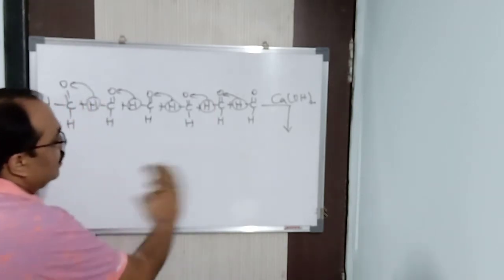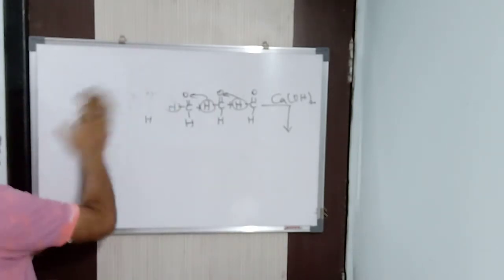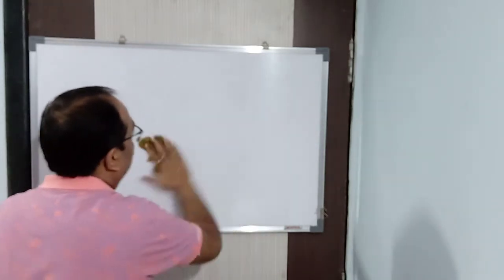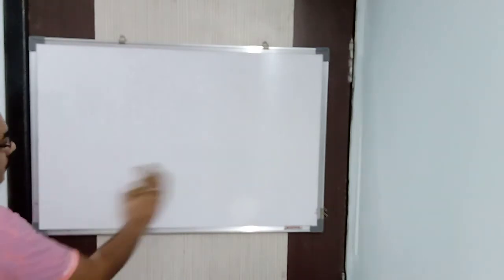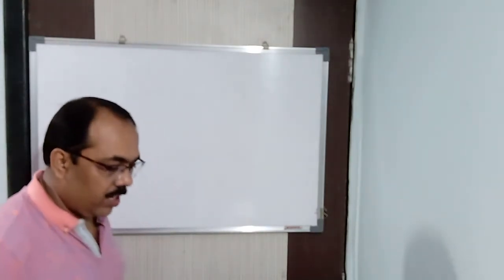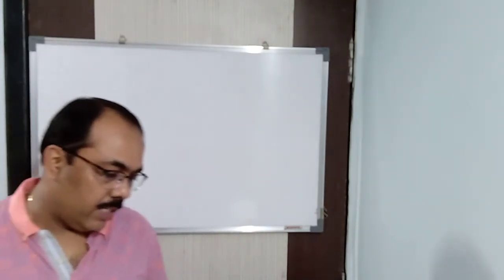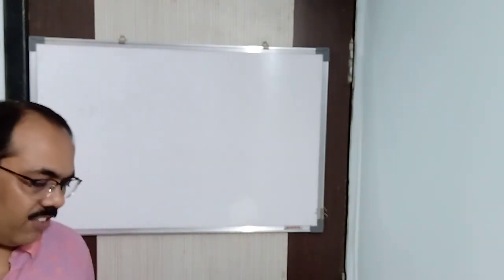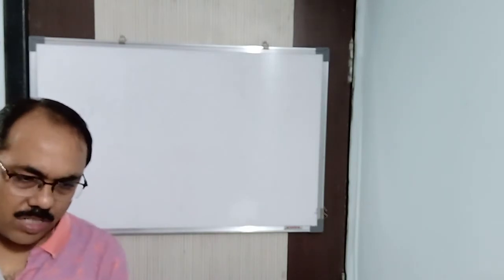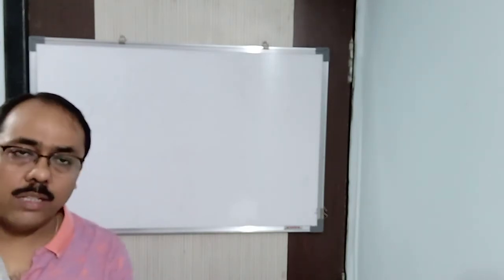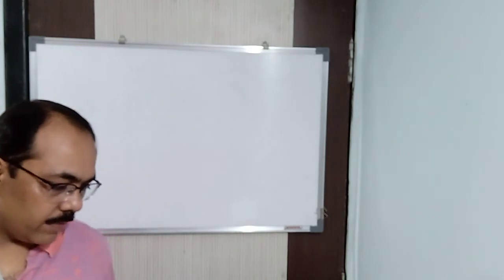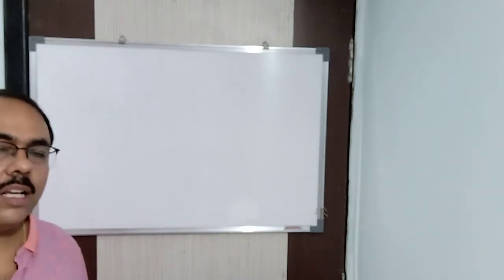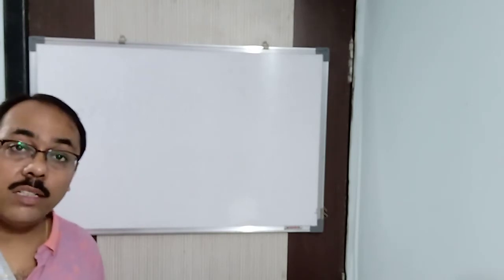Now we come to acetaldehyde. We will see what happens in the case of acetaldehyde. Here, when acetaldehyde is treated with a very small quantity, only a few drops of concentrated sulfuric acid, at room temperature, then what happens? It undergoes polymerization to form what?